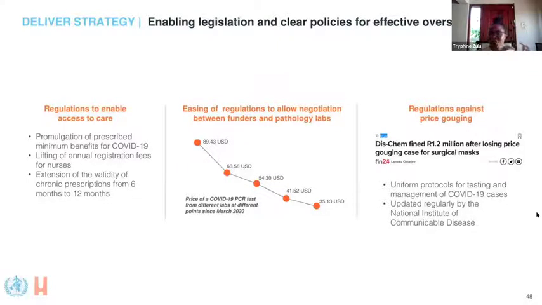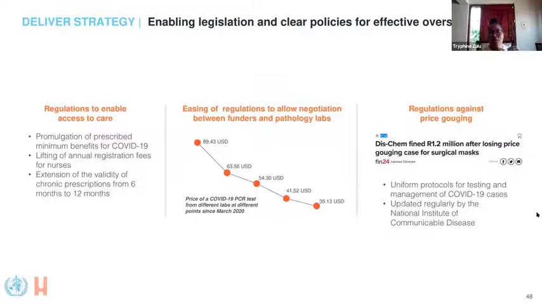private sector or the private insured population, to cover them and to ensure that they have basic access to their services for COVID-19 without having to pay out of pocket. So from that point of view, for members that are privately insured accessing care in the private sector, there was legislation to enable access to care and also to protect for financial security as well.